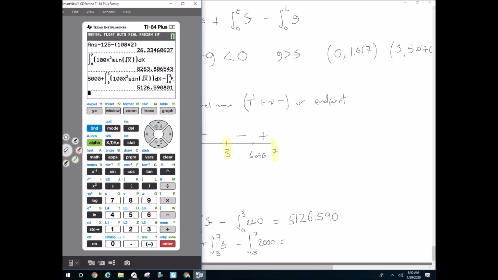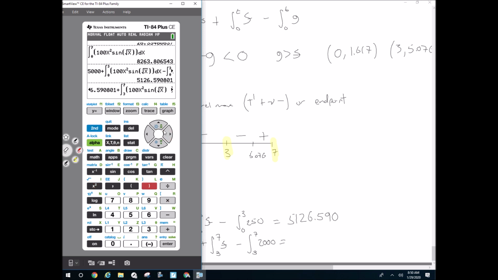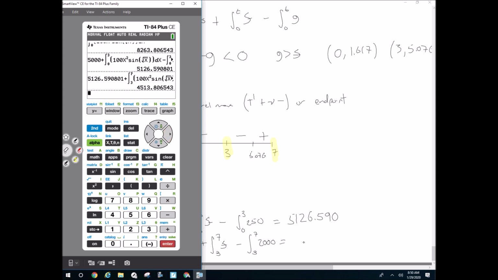So watch, this value is my initial amount plus integral from 3 to 7 of f minus integral from 3 to 7 of 2,000. Guarantee you I've lost more than I've added because that 2,000, yep, and I have. This is 4,513. It was a candidate.